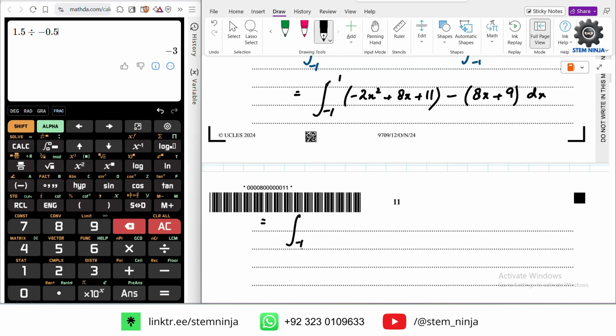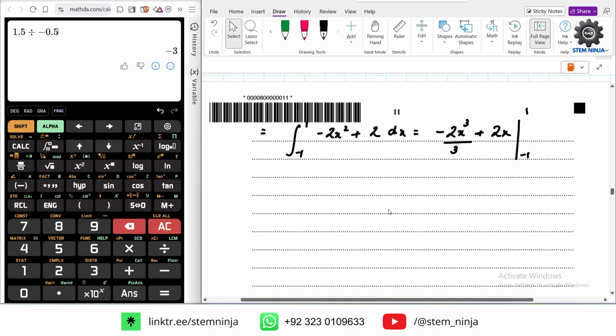Let's first simplify this. You have minus 2x squared, the 8x minus 8x will get cancelled, and 11 minus 9 will become plus 2, dx. Okay, now we integrate this. This would become minus 2x cubed over 3 plus 2x, from minus 1 to 1.